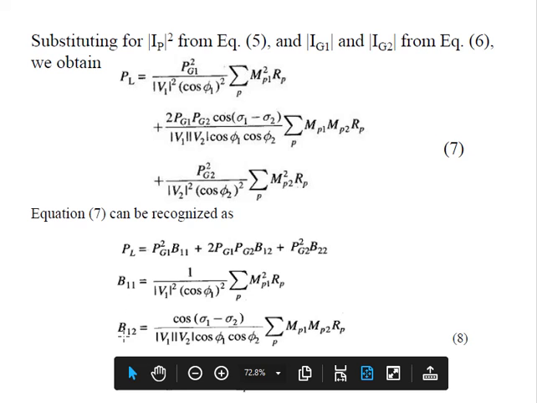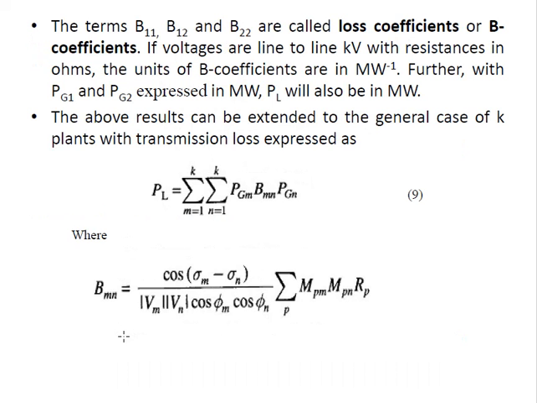So B11, B12 and B22 are called loss coefficients. The units of the B coefficients are megawatt inverse. Generally the power generation Pg1 and Pg2 are expressed in megawatt, and power loss is also expressed in megawatt. The B coefficients are expressed in terms of megawatt inverse, the voltages are generally expressed in kilovolts, and resistance in terms of ohms.